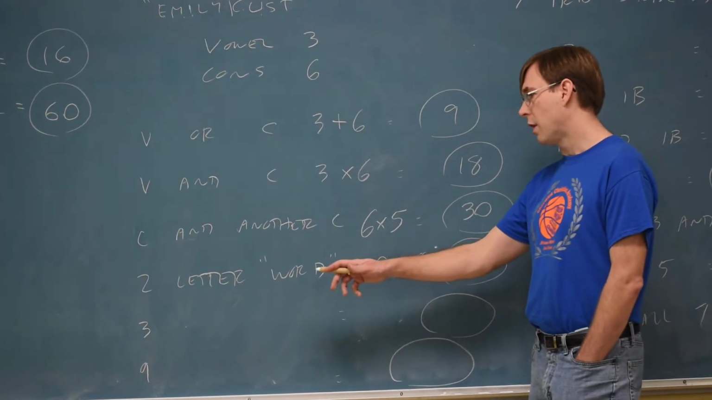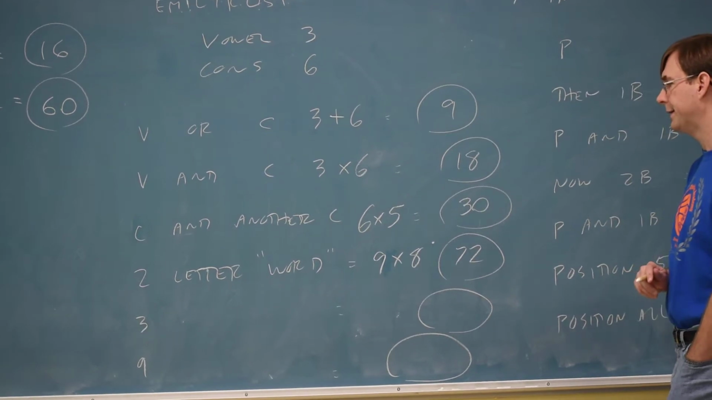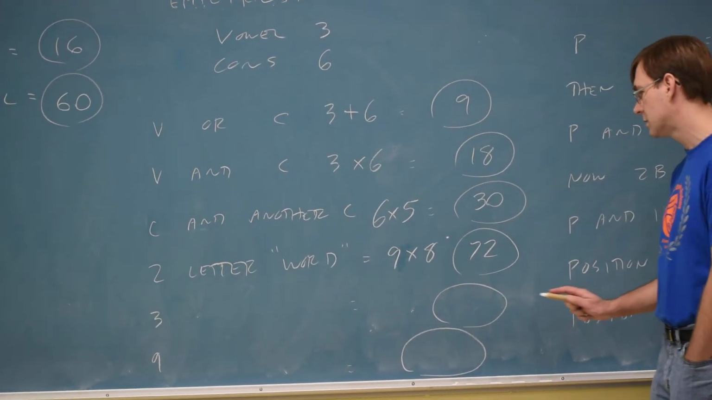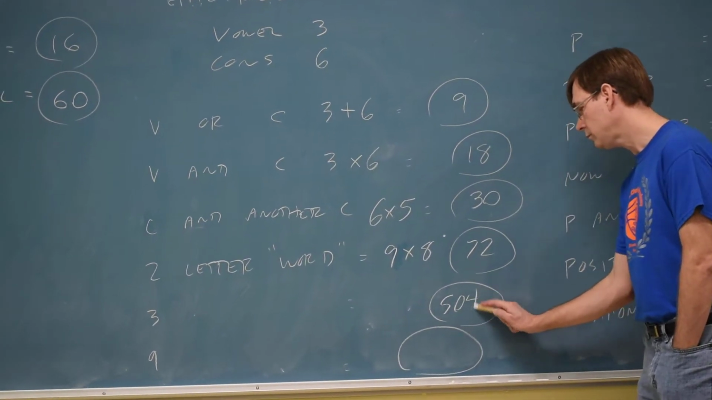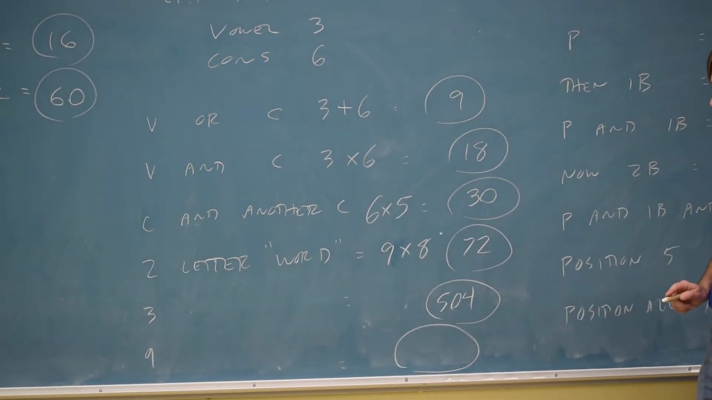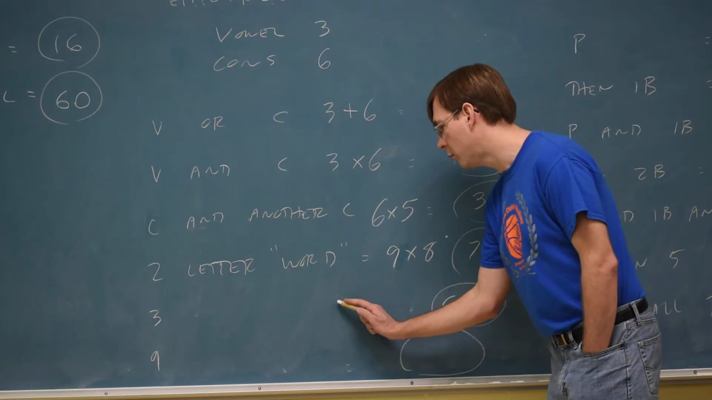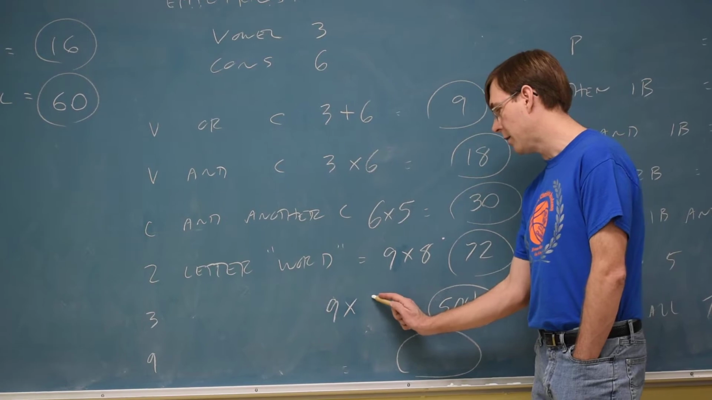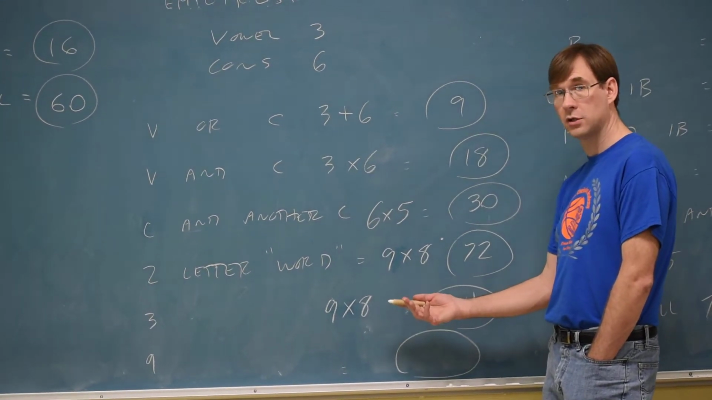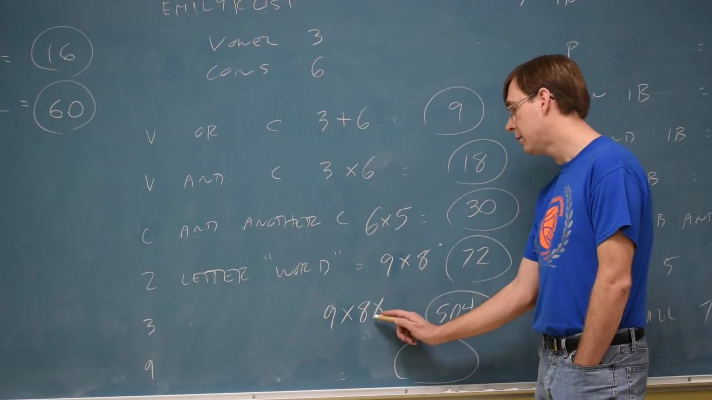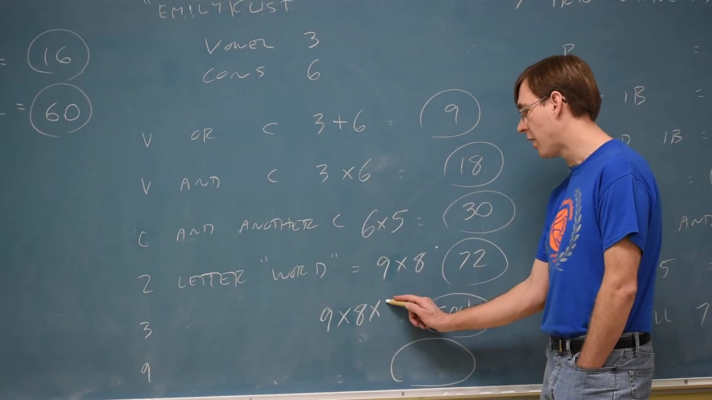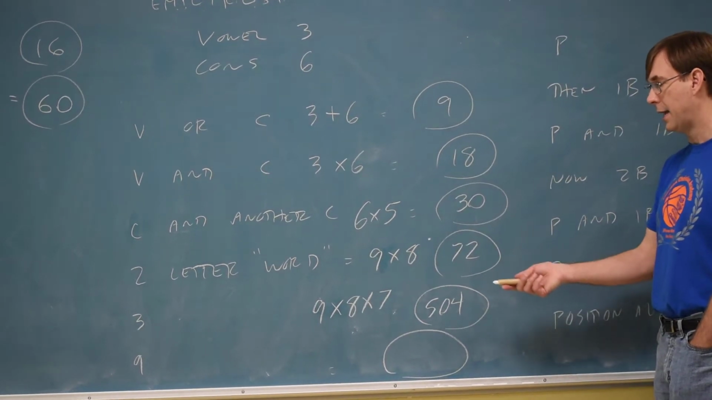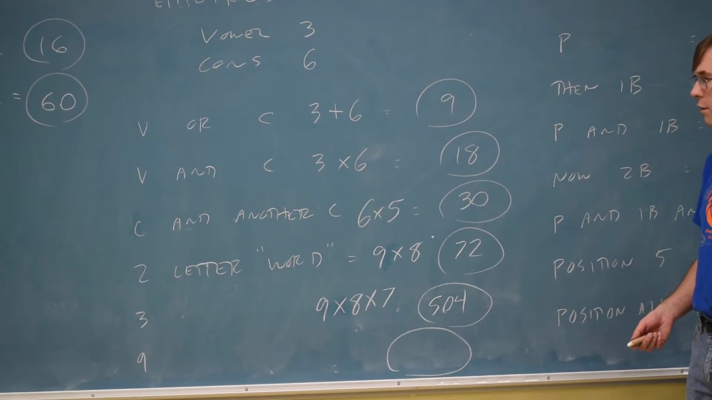If we go to do a 3-letter word, that is going to come out as 504. The way that comes out as 504 would be 9 for the first letter, and the second letter is 8, because you used up a letter, so we're 1 less. And, so multiply again, you need a third letter, which you'd have 7 to choose from. 9 times 8 times 7 is 504.